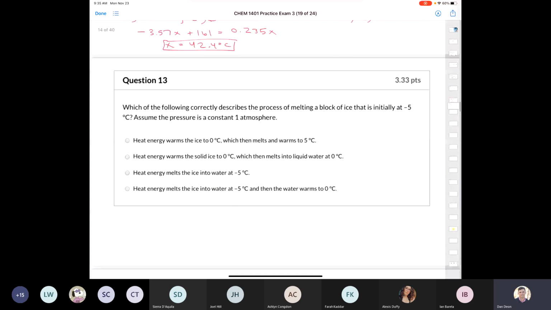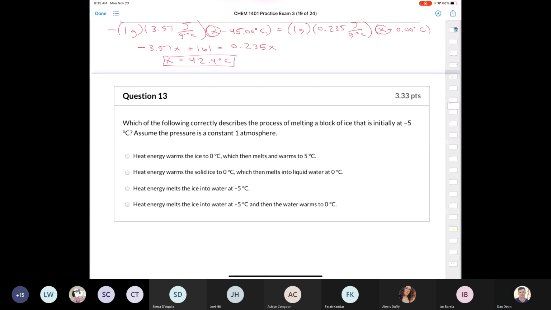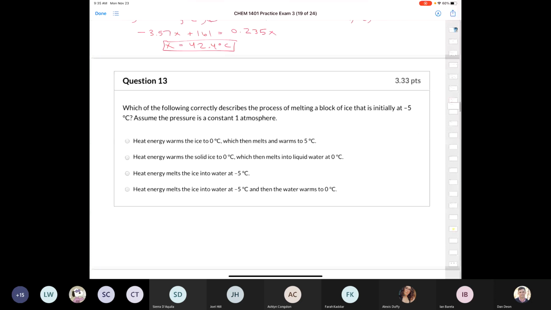Question 13. Give me 1 second here. Which of the following correctly describes the process of melting a block of ice that is initially at minus 5 degrees Celsius? Assume the pressure is a constant 1 atmosphere.